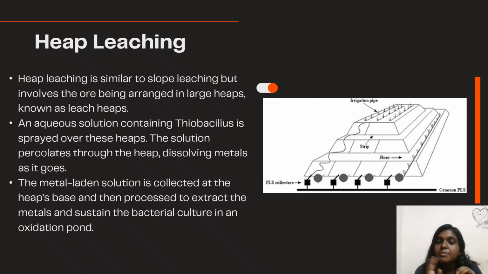After that, a percolation step. In the percolation step, the solution trickles through the heap by gravity, dissolving the target metals. After that, the collection. The metal-rich pregnant leach solution drains to collection pipes at the base.